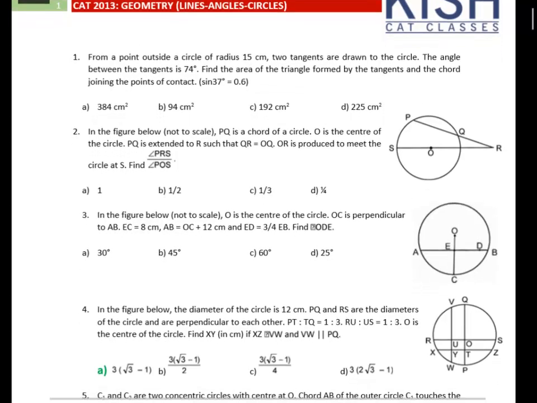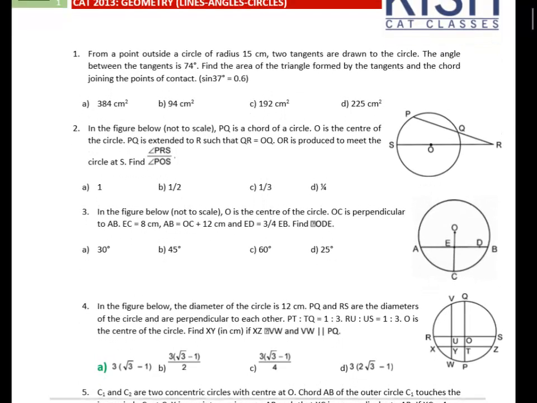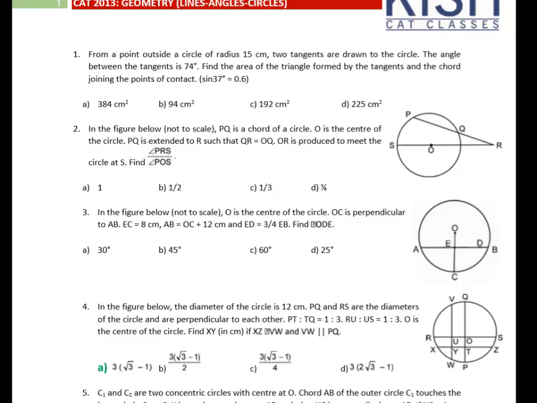This is the worksheet. From a point outside a circle of radius 15 cm, two tangents are drawn to the circle. The angle between the tangents is 74 degrees. Find the area of the triangle formed by the tangents and the chord joining the points of contact. Here, sin 37 degrees is given as 0.6.